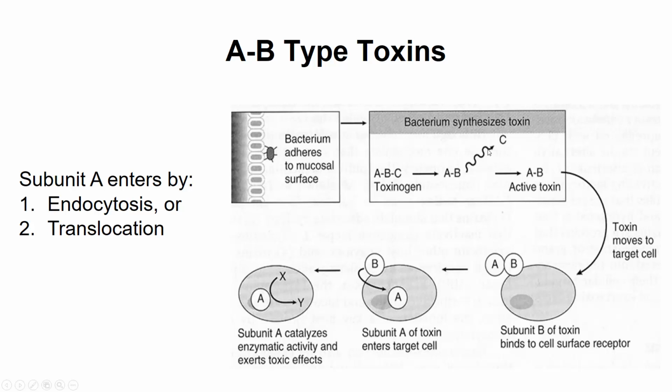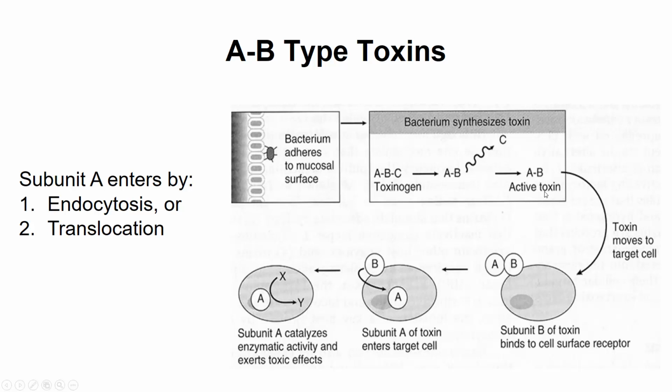It is often synthesized in a proform where it's not active at all. It can't do much of anything until it is processed in a way that releases an active form. So you could think of something like an ABC subunit, and the C needs to be cleaved off before you get the proper AB toxin existing. Although some toxins are secreted directly active. They don't need any processing, so this depends.